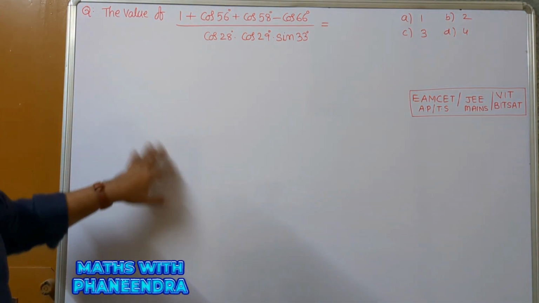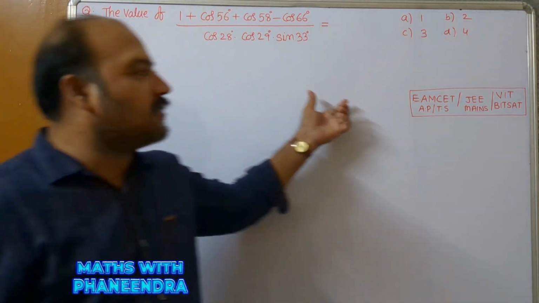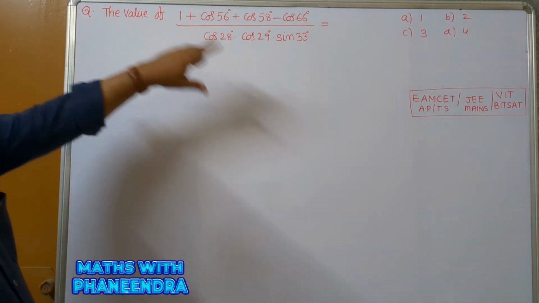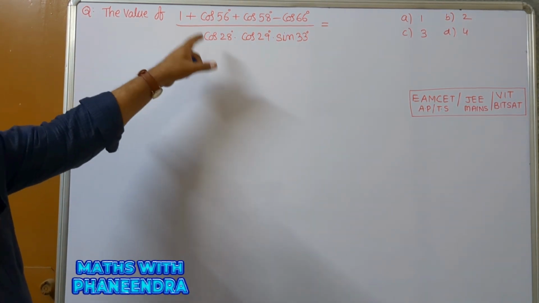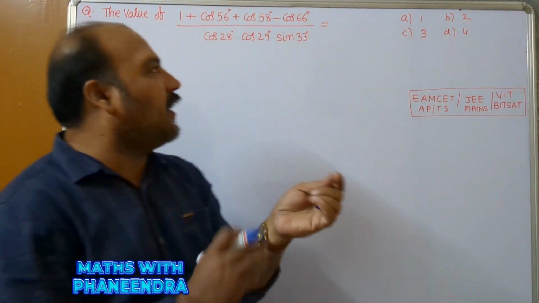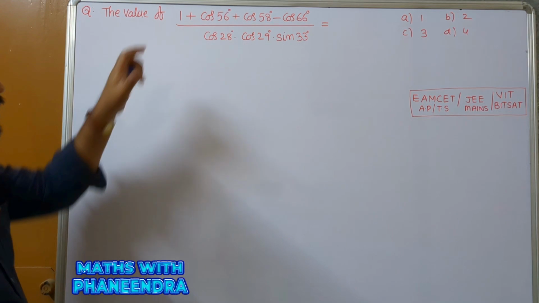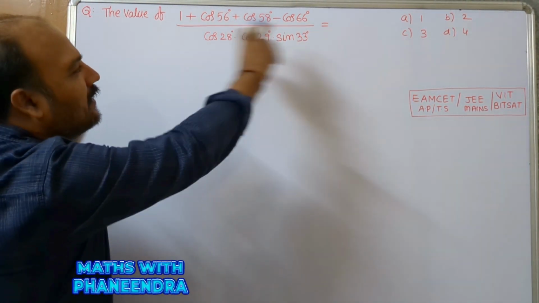In this video, I am explaining an EAMCET JEE Mains type question. The value of 1 plus cos 56 plus cos 58 minus cos 66 is asked. To solve this type of problem, first we need to understand what angles are provided.